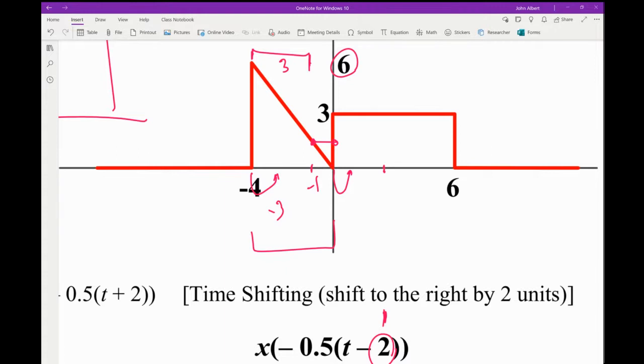Okay, I know that every 1 unit I drop by 1.5, which is the slope of that line. So 1 second in here, I drop by 1.5. Another second, I'll drop by another 1.5, which means that I'll be at 3. Another second, I'll be at 1.5. And the fourth second, I'll be at 0. Okay, did I answer your question? Yes. Okay. Any other questions, gentlemen?